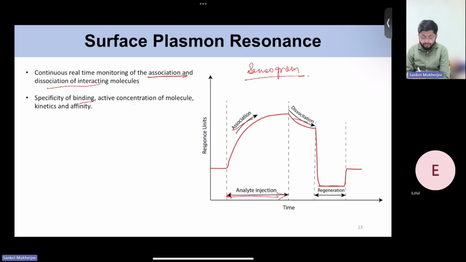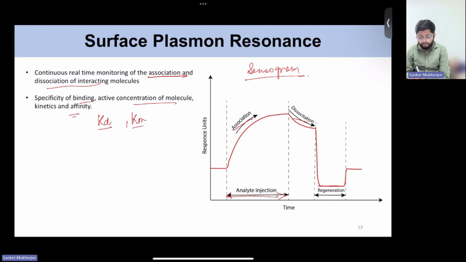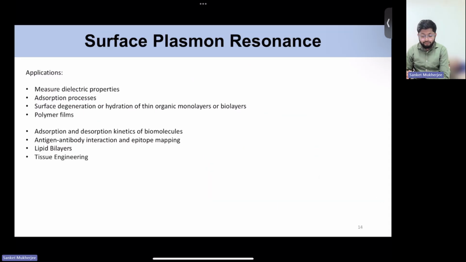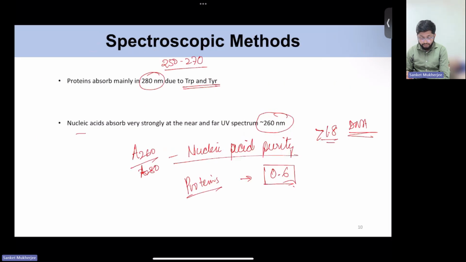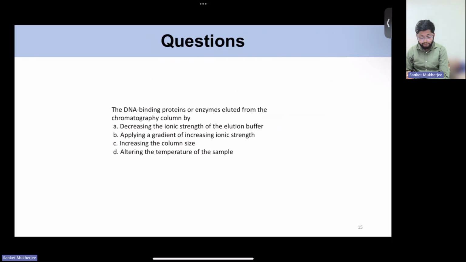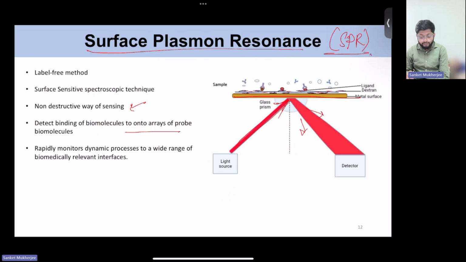Specificity of binding, active concentration of molecule, kinetics, binding kinetics. Here also you can find the dissociation constant or the binding constant, and the affinity can also be figured out. If talking about the applications, I think I had another slide in ITC. It's not here. Okay. The problem with ITC is that, okay, we have not covered it.